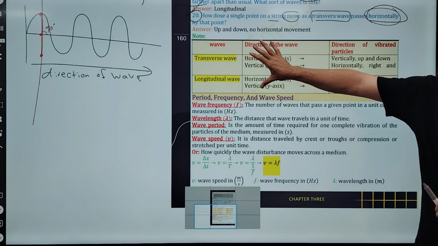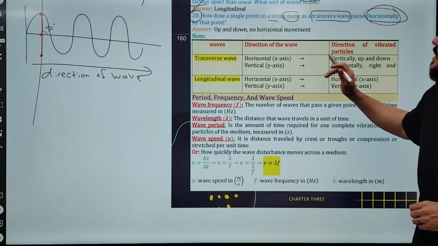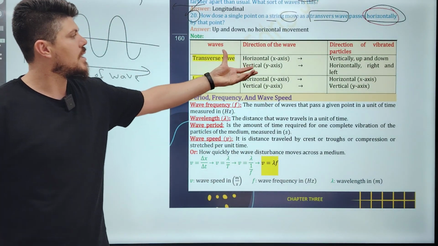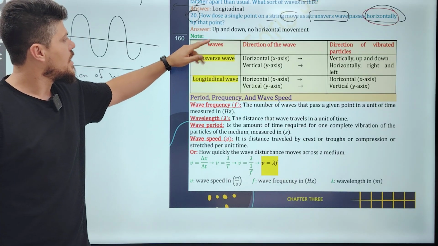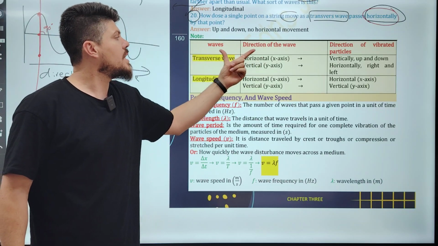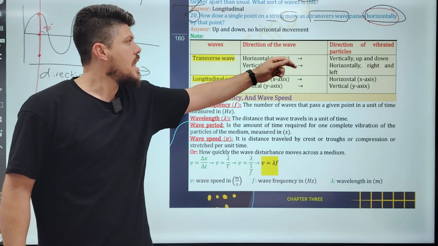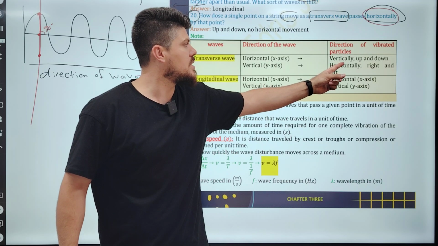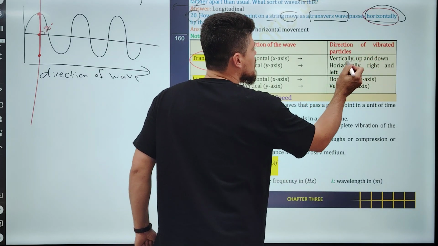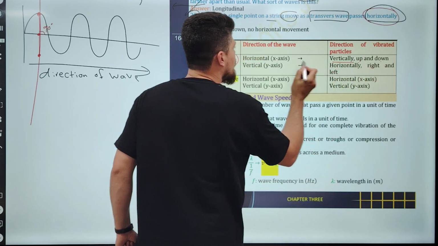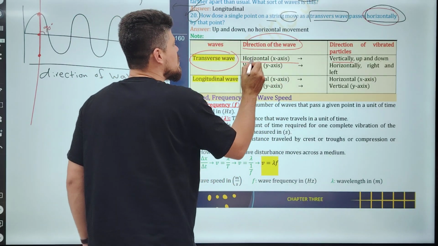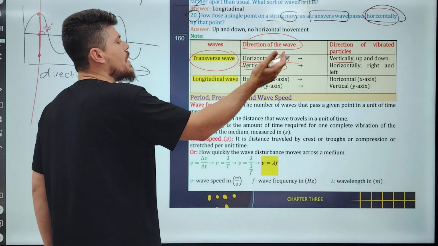Look at this table. It is a very important table. I made it for the students, so that if a student has a hard time in this case, they can understand it very easily. The types of waves: transverse wave, longitudinal wave. The direction of the wave. If the direction of the wave is horizontal on the x-axis, how do the particles vibrate? They vibrate vertically, up and down, in a transverse wave. What about if the direction of the wave is vertical, on the y-axis?